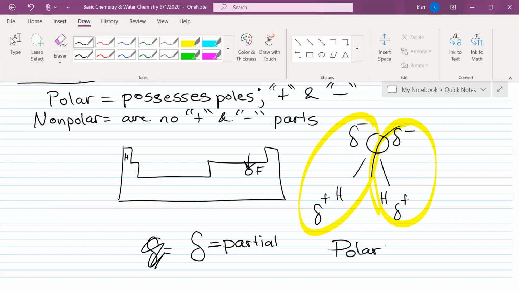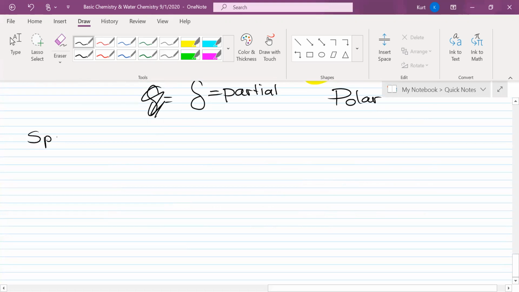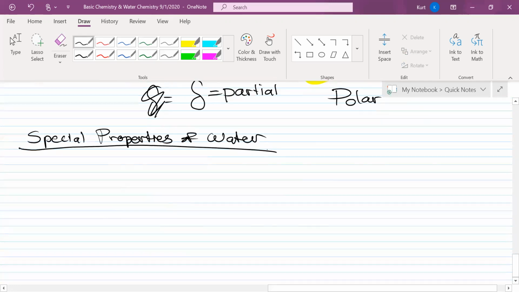So now I'm going to transition into some of the special properties of water. Water is a very unique substance in the universe, and we know that on this planet you can't have water without life. The human body is about 70% water. Earth is two-thirds water, and it's because we live in an area of the universe called the habitable zone, where we're just the perfect distance from our star, which is the sun, in which water can be liquid.